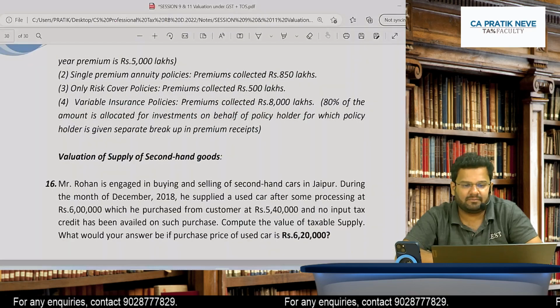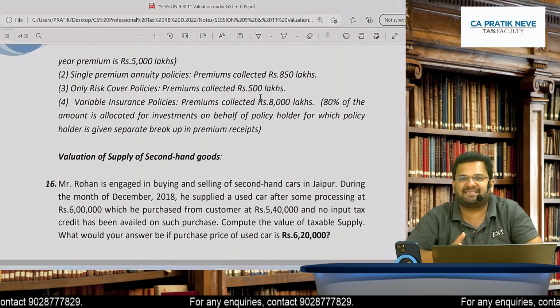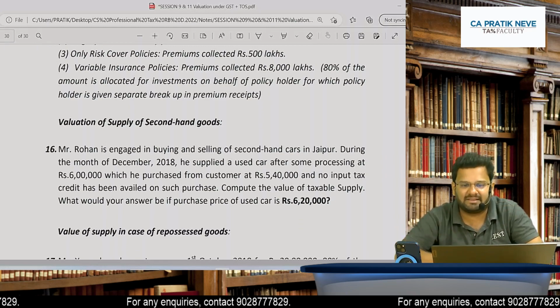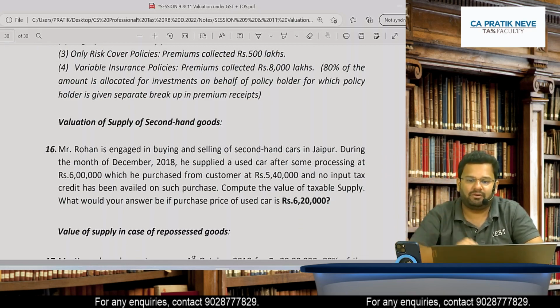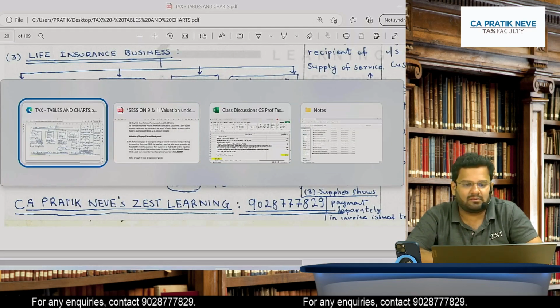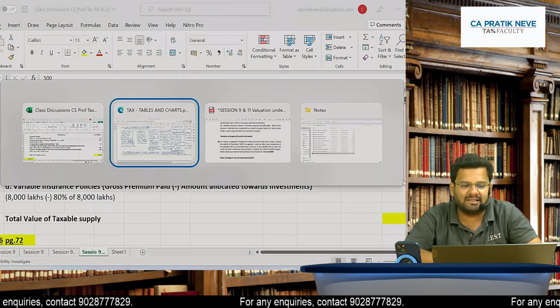Next, only risk cover policies is of 500 lakhs. So in only risk cover policies, 100% will be the assessable value. Wonderful. Okay. So take 100%.